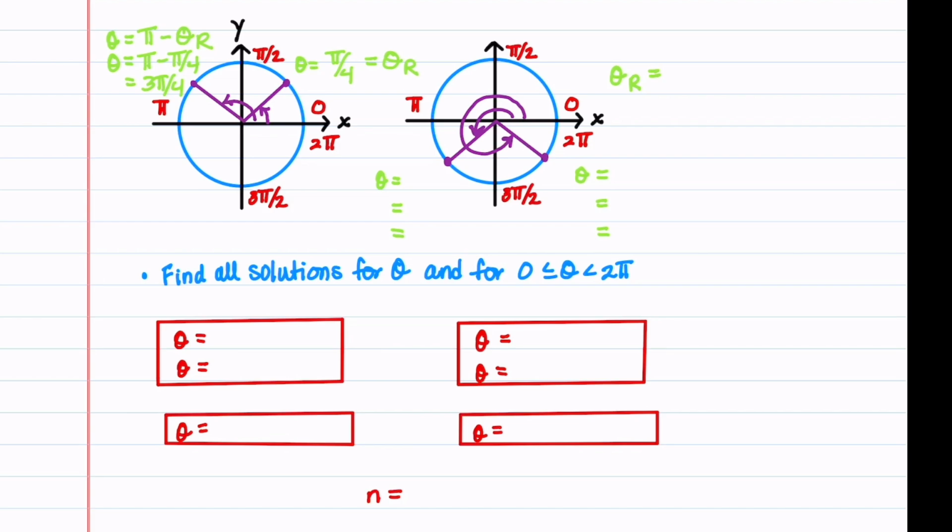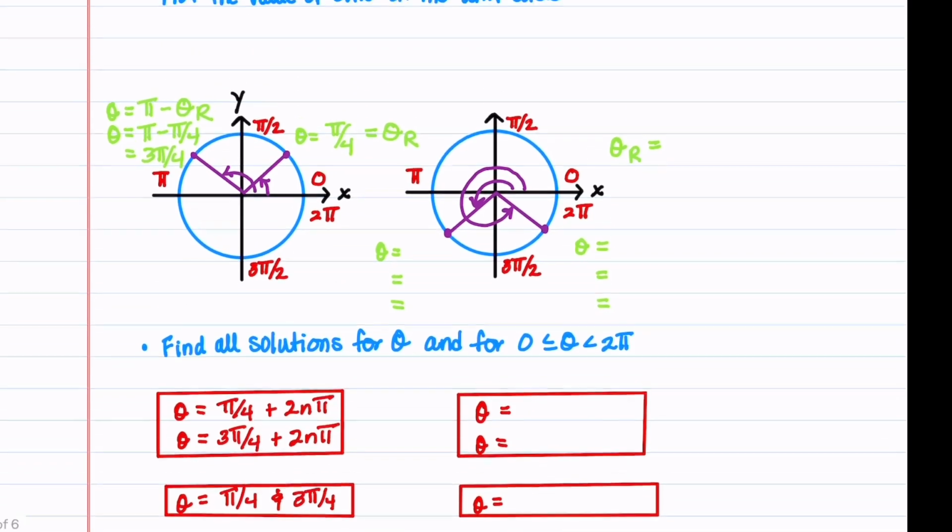Our first solution is going to be pi over 4 plus 2n pi. And then our second solution we found was 3 pi over 4 plus 2n pi. The solution from 0 up to 2 pi is going to be pi over 4 and 3 pi over 4. And we remind ourselves that n is 0, plus or minus 1, plus or minus 2, etc. So we have the positive one done. Let's go back up and let's do the negative one.